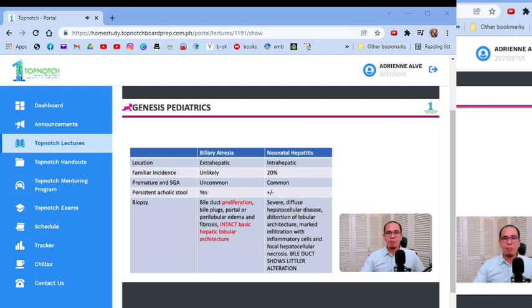And please remember the striking difference between the biopsy of the two. In biliary atresia, huwag kayong malilito kasi sabi dyan, biliary atresia, there's bile duct proliferation and your hepatic structure is intact. The exact opposite can be seen in neonatal hepatitis, wherein there is severe hepatocellular disease and little bile duct alteration. Okay? I hope that is clear.